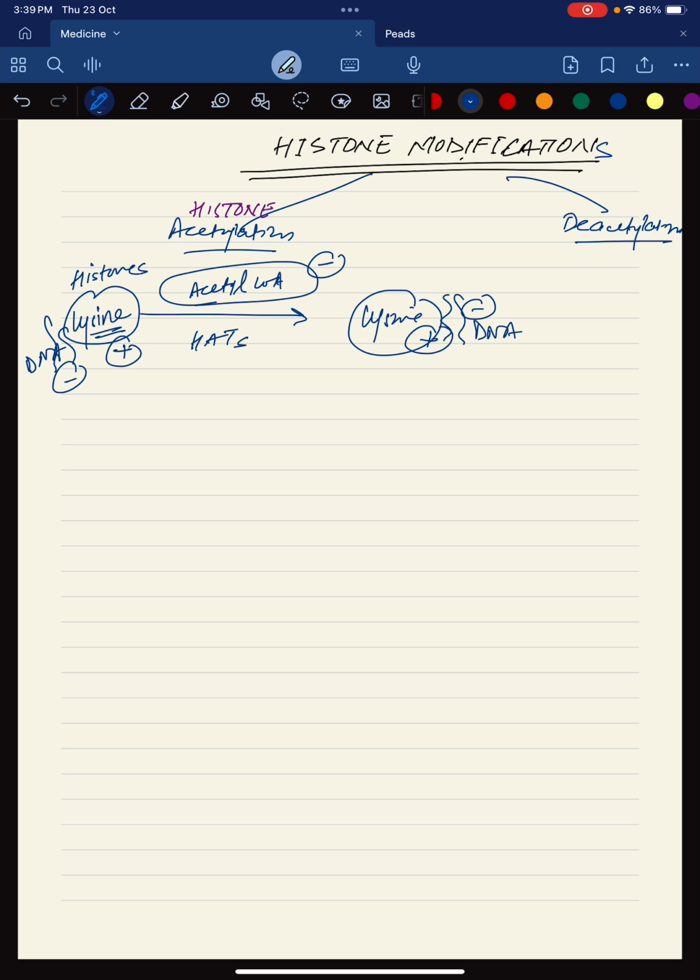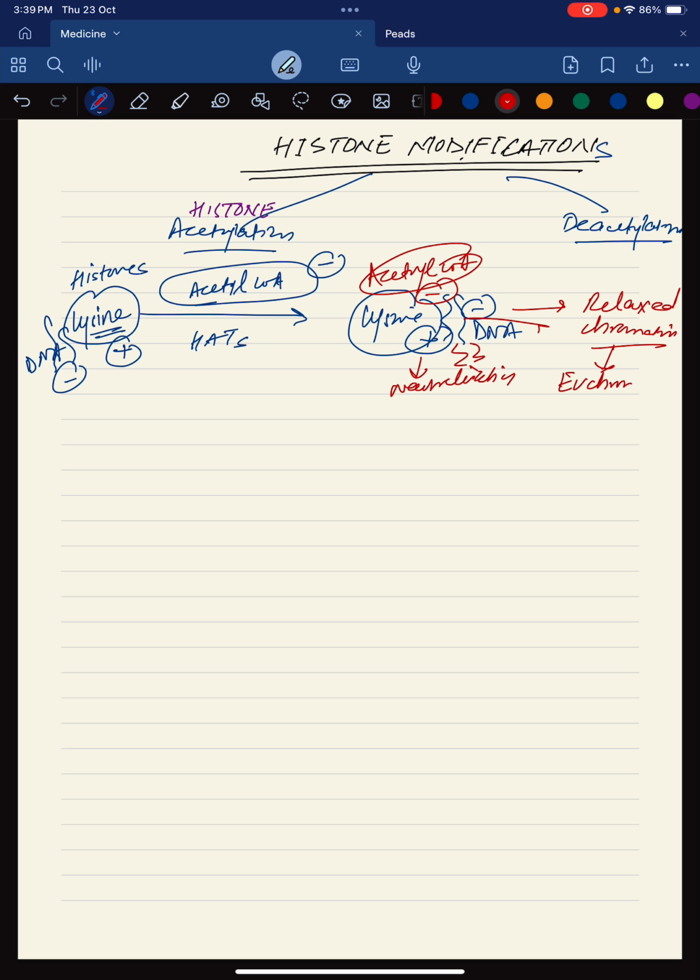Now what happens here is that there is an acetyl group coming in with a negative charge. This negative charge and positive charge results in neutralization. We say that the acetyl group is neutralizing lysine here, and it's weakening the bond with DNA. So now we have more relaxed DNA or chromatin, and as you remember, this is euchromatin. So we basically have conversion from heterochromatin to euchromatin.